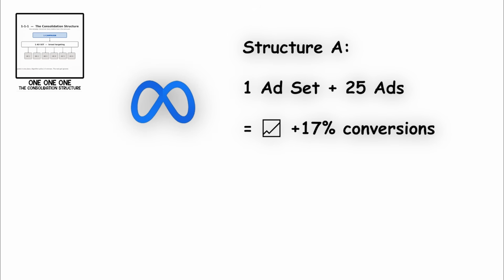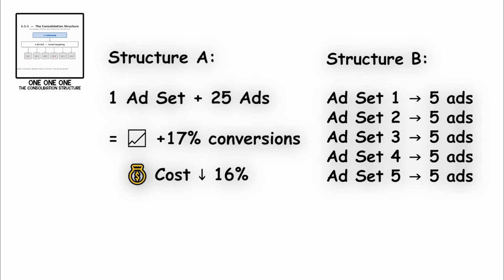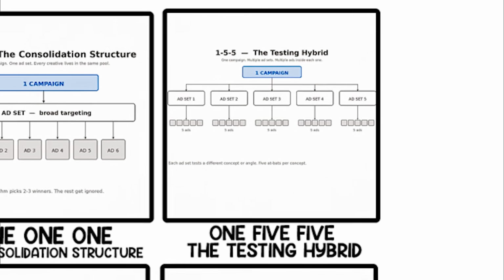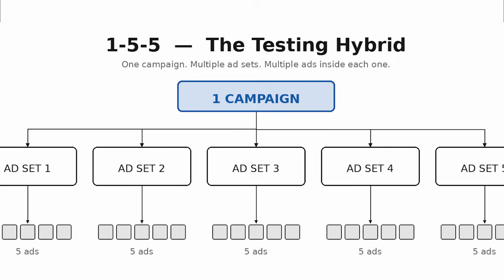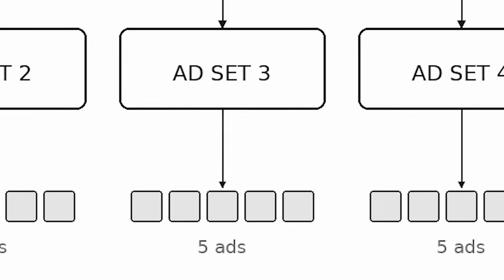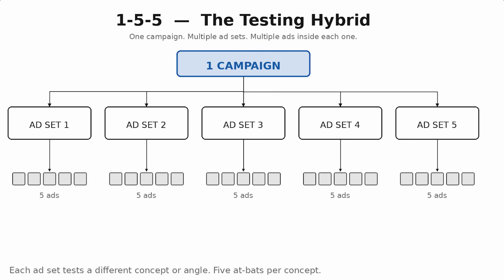Meta's own data showed one ad set with 25 creatives generated 17% more conversions at 16% lower cost than 5 ad sets with 5 creatives each. The principle was right. Consolidate the signal, but the execution had to evolve. 1-5-5, the testing hybrid. 1-5-5, one campaign, 5 ad sets, 5 ads inside each ad set. This is the structure most serious media buyers actually run in 2026, and the math is simple.